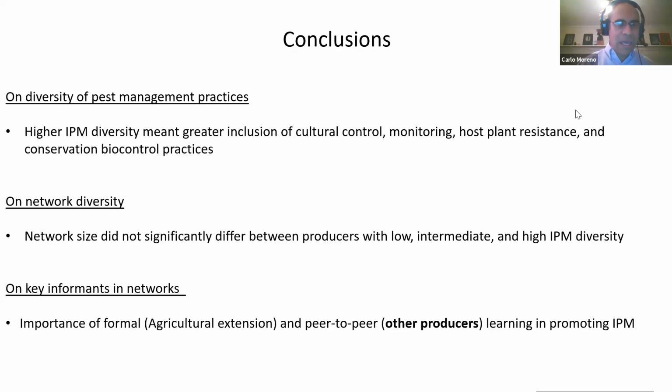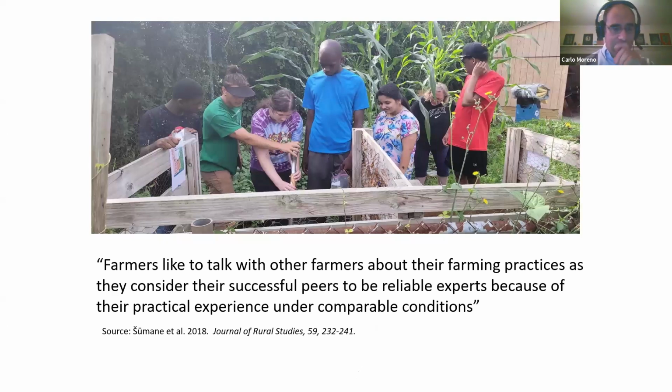What I really want to end my portion of the talk with is highlighting particularly the role of other producers. It's so incredibly important in education that we incorporate the knowledge and the involvement of other producers, because these are key members of information networks. I think this is summed up nicely in this quote from the Journal of Rural Studies: farmers like to talk with other farmers about their farming practices as they consider their successful peers to be reliable experts because of their practical experience under comparable conditions. So people tend to learn from people that are like them.